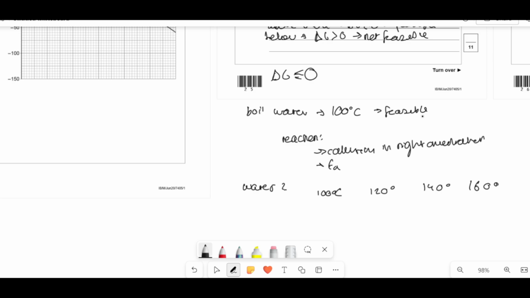And the same applies to feasibility when you're looking at electrodes as well, electrode potentials. So if EMF is more than 0, then that reaction, that redox system, is feasible. If it's less, then it is not.